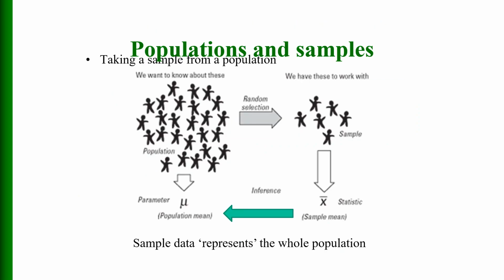Population and samples. Taking a sample from a population. Now you see here this is the population, and we want to know about this population, and then we make a random selection from this population, and that is the sample, and we have this to work with. We calculate the sample mean, that is a statistic, and the population mean is mu, which is a parameter. So we make inference on the basis of the sample about the population, and sample data represents the whole population.